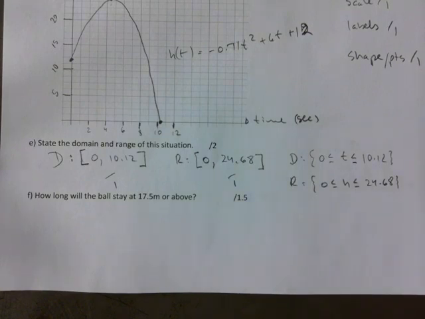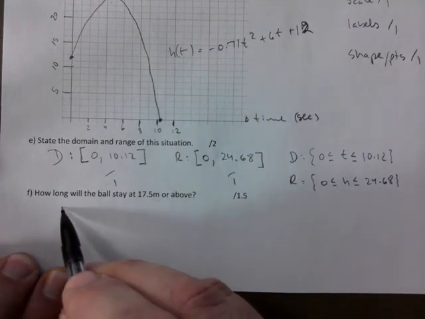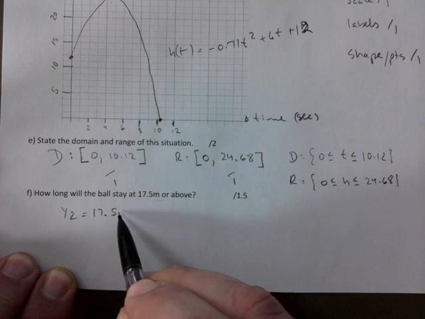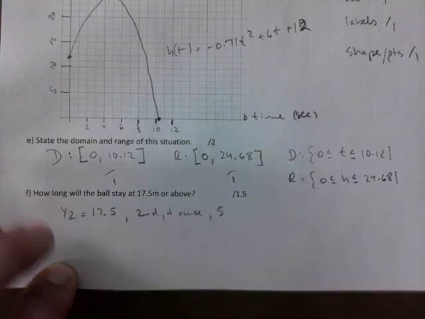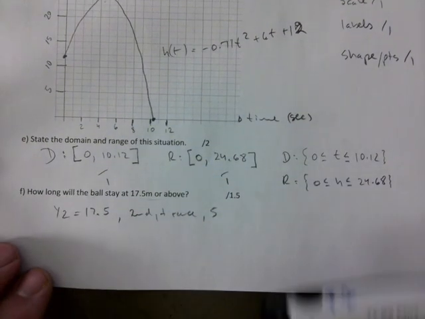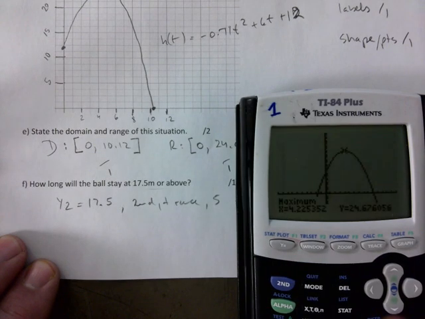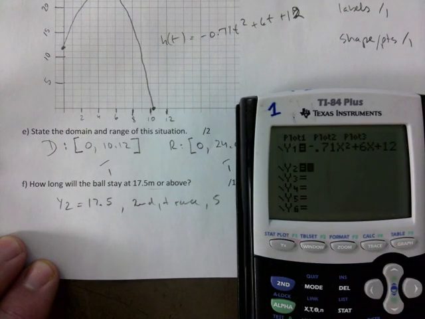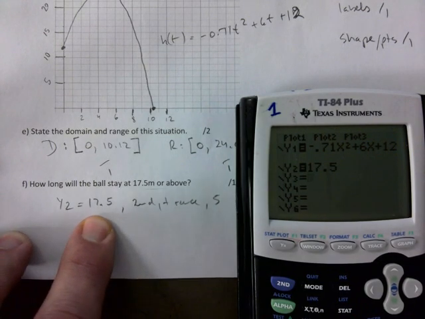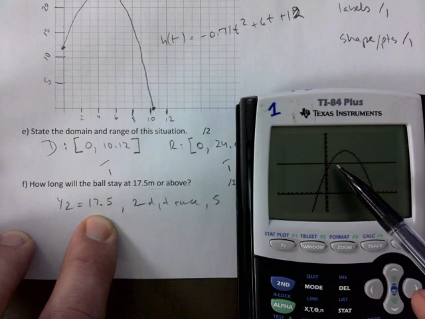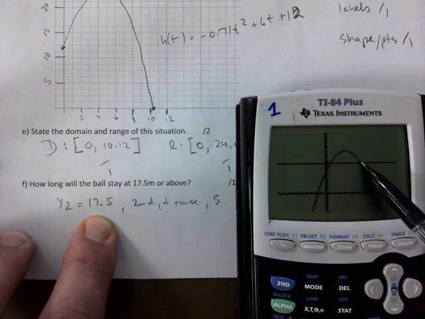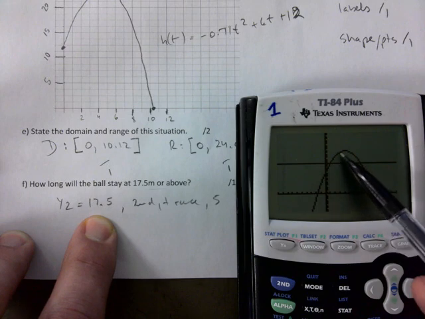It says how long is the ball at 17.5 meters or above. That calls for drawing that line and then going second trace 5. And let's see here. So you go and graph it. Y2 is 17.5. They're essentially giving you the Y value, right? And so we're going to graph it. And there it is. And it happens twice, right? It reaches that height on its way up and back on its way down. So we want to know the time that elapsed in this stretch right here.